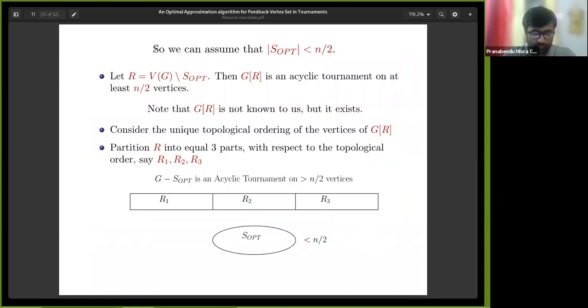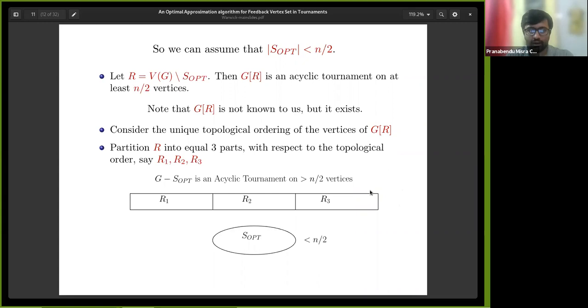Under this assumption that the optimum solution has at most n by 2 vertices, let's look at the structure of the graph, right? Let's say R is the remaining vertices when you delete this optimum solution. So here sits the optimum solution, and here is R.